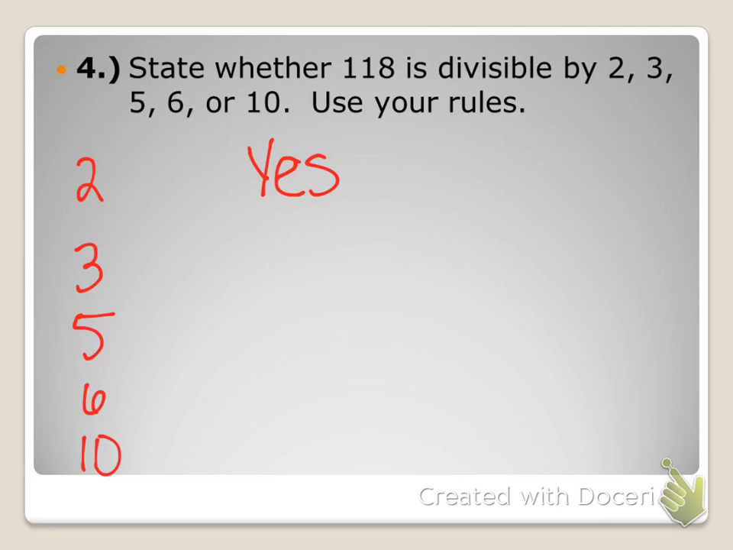Ellie, why is 118 divisible by 2? Okay, it's an even number. What number's in the ones digit? 8. So 8 is divisible by 2. If you put it's an even number, I would probably be okay with that. But if we're using the rules, talk about whether or not the ones digit is divisible by 2. All right, let's move on to 3.